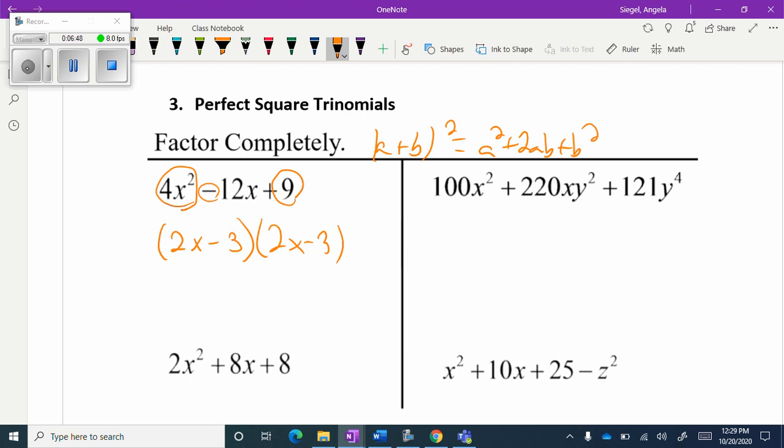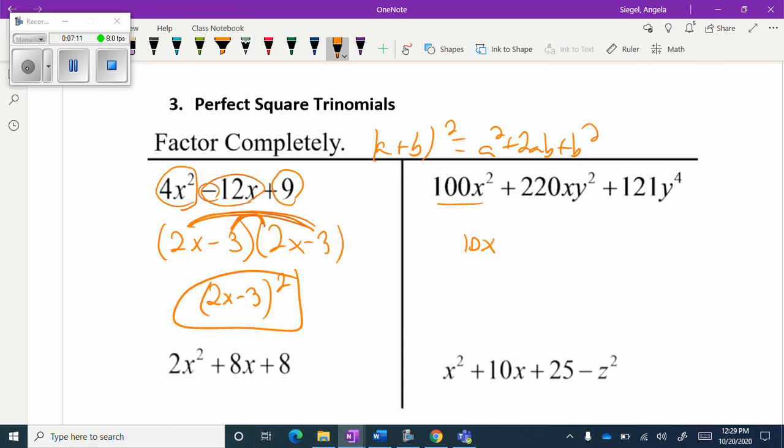And so if I did negative 6x minus 6x, that's going to give me negative 12x. So notice I doubled that. So that meets the criteria. So my final answer is 2x minus 3 squared. So I think it's just a matter of training your brain to see it. Like this one is going to be 10x plus, because it's 11y squared.